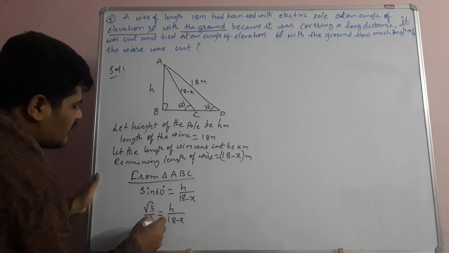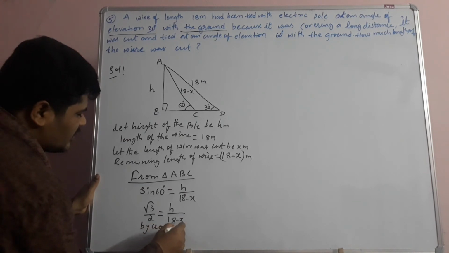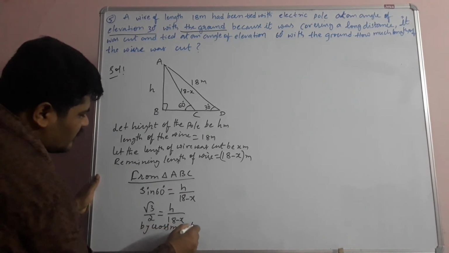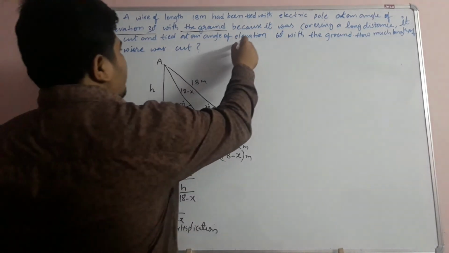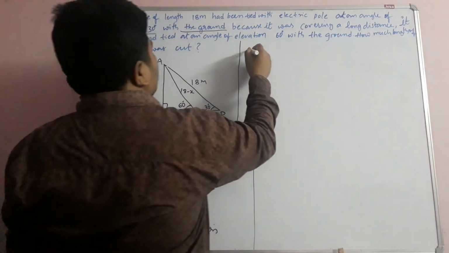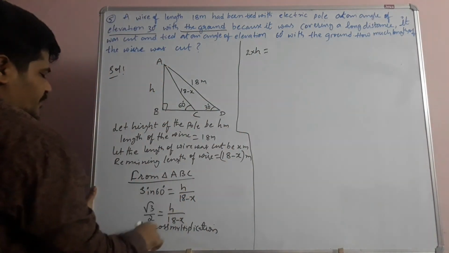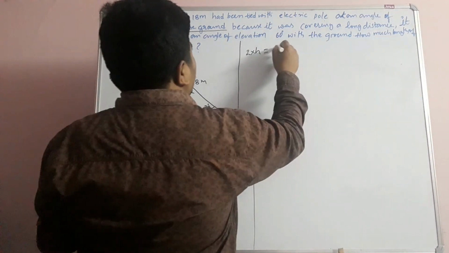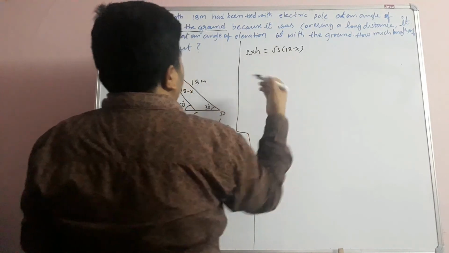So children, from this you can do the cross multiplication. So what we can write from cross multiplication? 2 into h is equal to root 3 of 18 minus x. And children, transpose 2 to the right hand side.